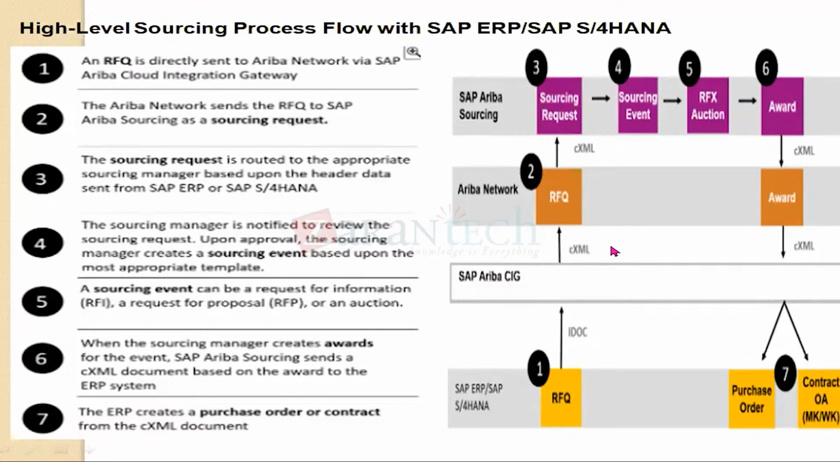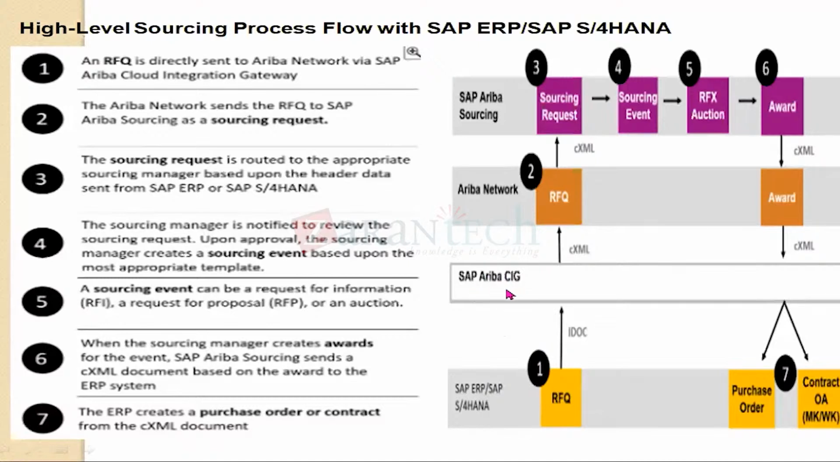So in these cases, how will the process work? In the first step, we have to create the purchase requisition in the ERP system, whatever ERP system you have, SAP ECC or S4HANA. Once you create the purchase requisition in the ERP system, we have to convert that purchase requisition into an RFQ, and that RFQ will get transmitted to the Ariba CIG. The RFQ will go to the CIG with the help of an IDOC.